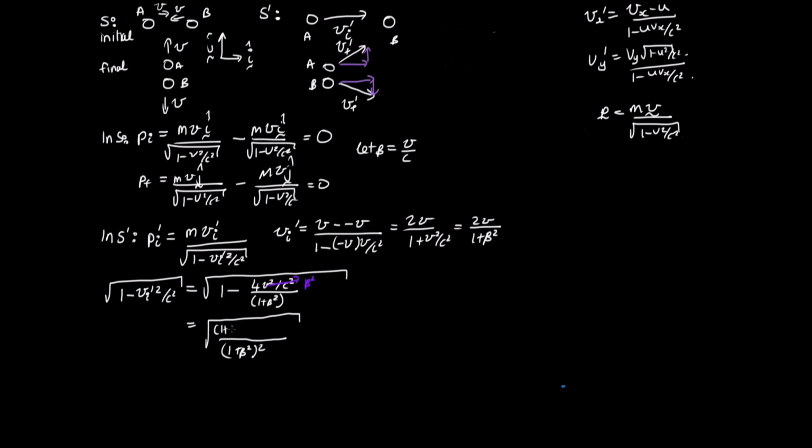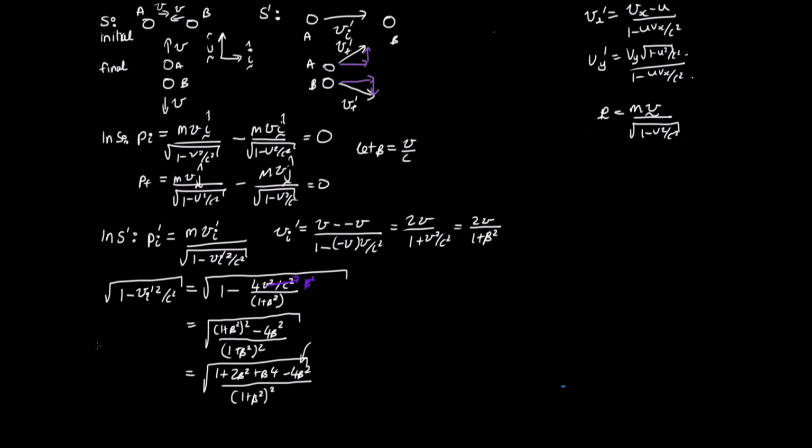So I've got 1 plus beta squared on the top minus 4 beta squared. So what I'll do now is I will expand these brackets, and I get 1 plus 2 beta squared plus beta to the 4 minus 4 beta squared over 1 plus beta squared squared. Now 2 beta squared minus 4 beta squared gives me minus 2 beta squared.